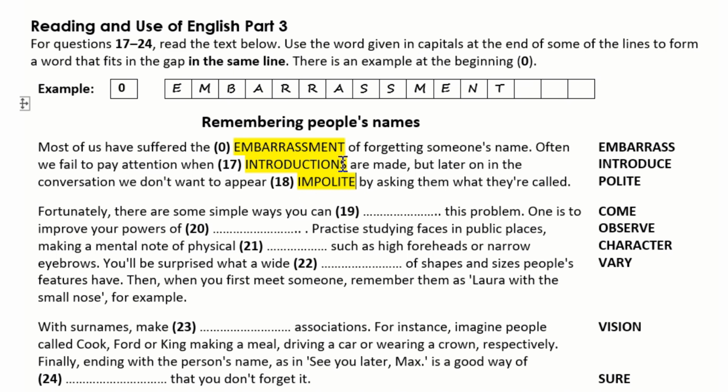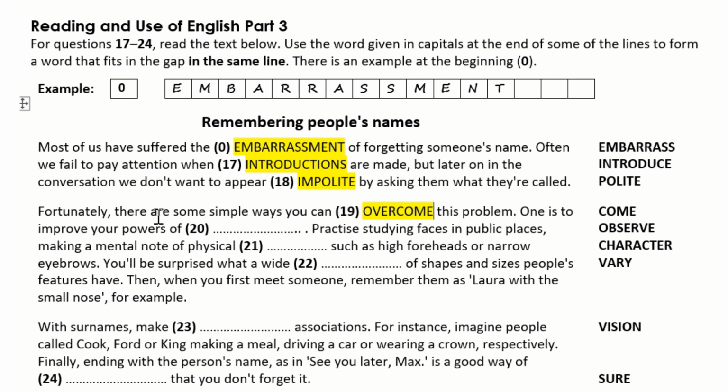So again, another trap which is easy to fall into if you're not paying attention, if you haven't got the overall meaning of what's going on here fixed in your head. And the next one, fortunately, there are some simple ways you can something this problem. They give you the word come, and what's required is a verb after you can, and what you need is another prefix, overcome this problem. To overcome a problem, to solve a problem.